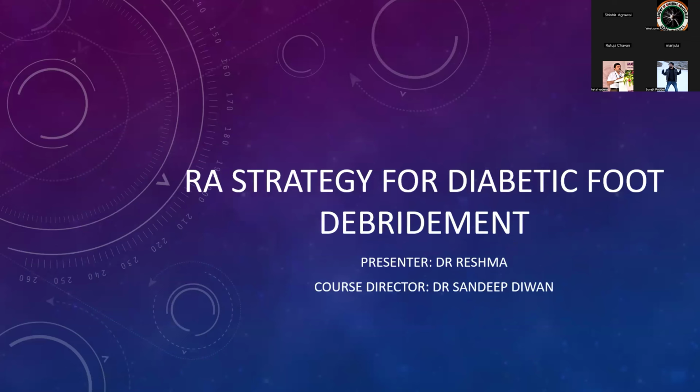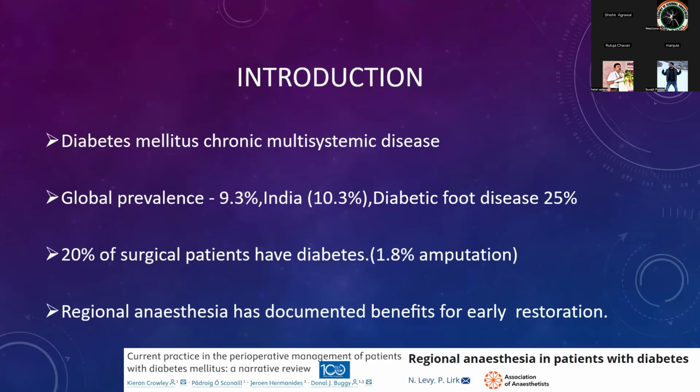My topic of discussion today is RA strategy for diabetic foot debridement. As we are all aware, diabetes is a chronic multisystemic disease with a global prevalence of 9.3%. What we should be concerned about is that 20% of patients coming for surgical procedures have diabetes, and diabetic foot prevalence would be around 25%, and among them, 1.8% are posted for amputation surgeries. The literature says that regional anesthesia has documented benefits for early restoration in such a group of patients.